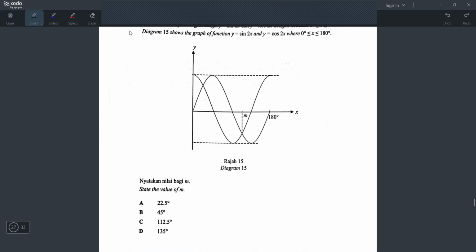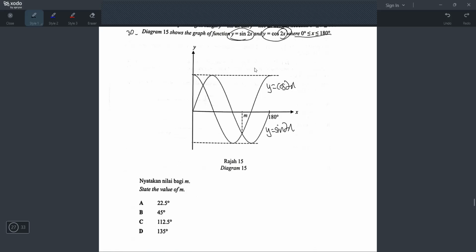Okay, let's continue with question number 30. Diagram 15 shows the graph of the functions y equals sine 2x and y equals cos 2x, where 0 until pi. So which one is sine 2x? It is very clear, this one lah, the wave shape. So this is how the sine graph looks like, a wave. And then the cos 2x is the underwear shape, right? So you look at this underwear, that is the cos 2x graph.